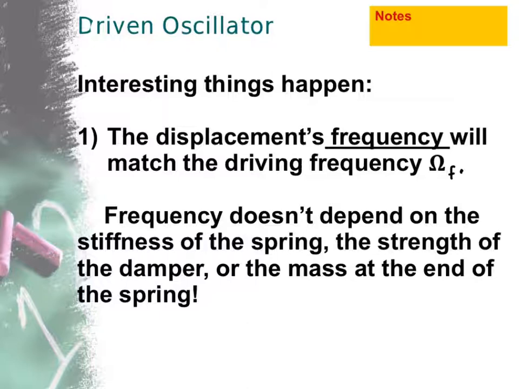The frequency of my displacement equation is going to have something that looks like x is equal to A times sine or cosine of omega_F times t. So the frequency of my displacement is totally going to be determined by how fast my driving force is going. So that's one interesting thing: once we pick up this mass and start shaking it, we get to determine what its frequency is. It doesn't depend on the spring, the damper, or the mass.